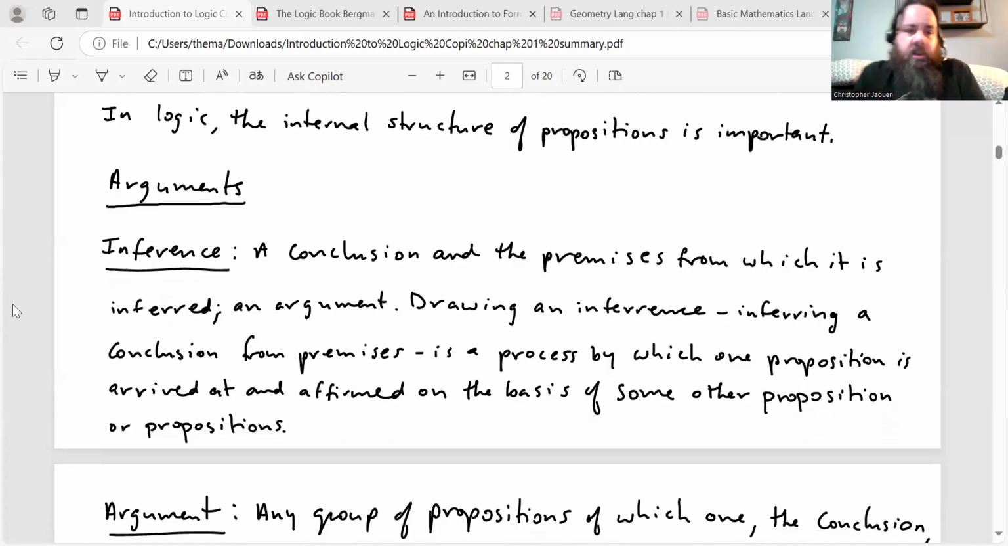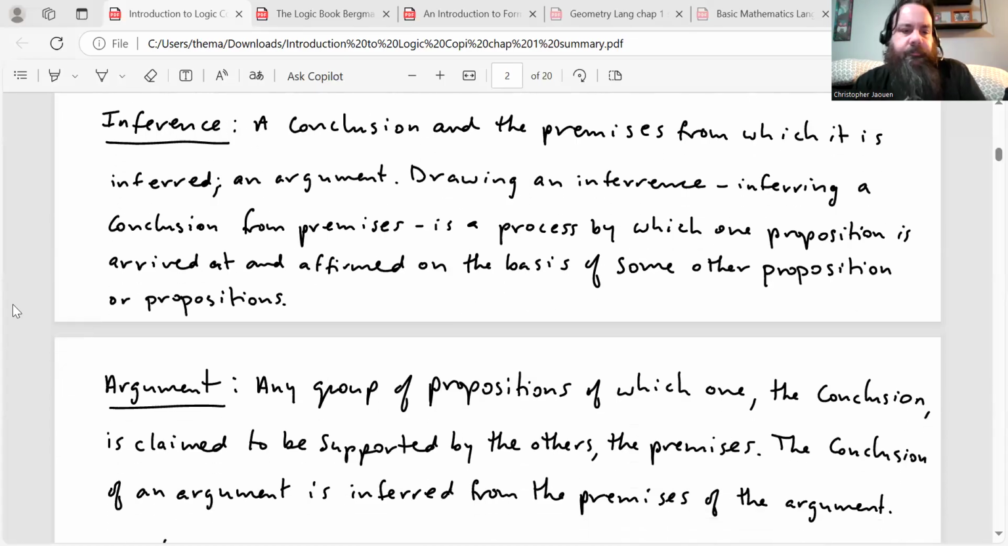Next, we get to arguments. Let's define inference, a conclusion, and the premises from which it is inferred, or in other words, an argument. Drawing an inference, inferring a conclusion from premises, is a process by which one proposition is arrived at and affirmed on the basis of some other proposition or propositions. So this is what we mean by an inference. We infer a conclusion on the basis of some propositions.